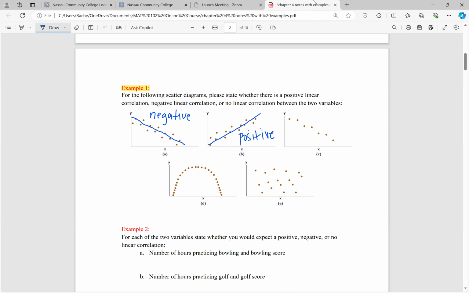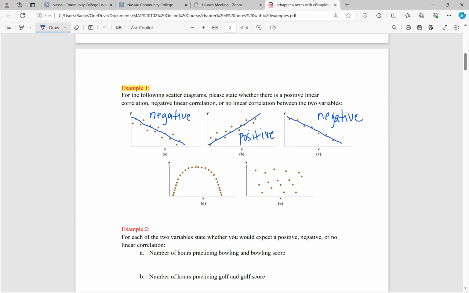Graph C, again, I do see a linear relationship. If I were to try to fit a line through this data set, the line would be decreasing, right? So higher values of Y tend to be paired with lower values of X, and higher values of X tend to be paired with lower values of Y. So I have this negative relationship. So graph C would be an example of a negative linear correlation.